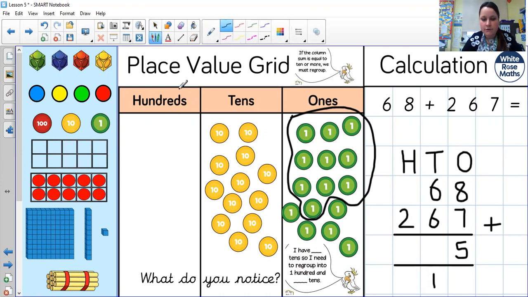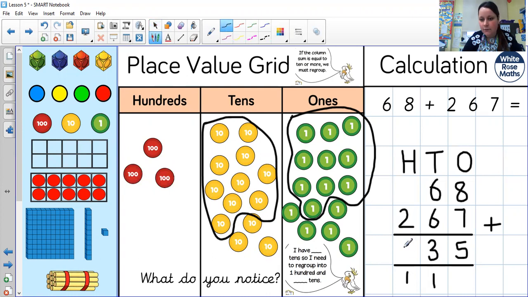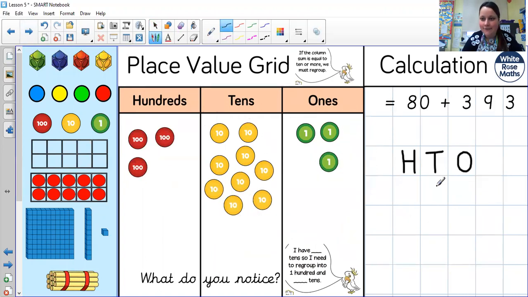So I need to regroup my 13 tens into 100 and 3 tens. So 130. And I'm now going to add my hundreds. So I've got 200 that I need to add, 1, 2. So in total, 200 add 100 equals 300. So my answer is 335.